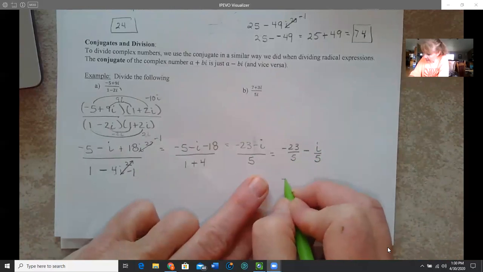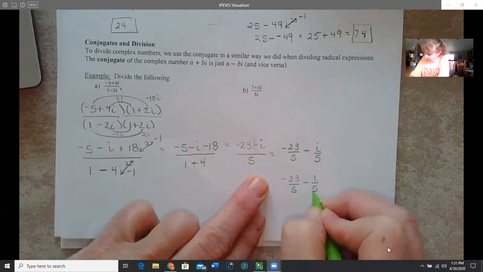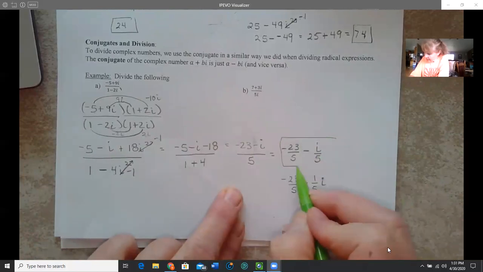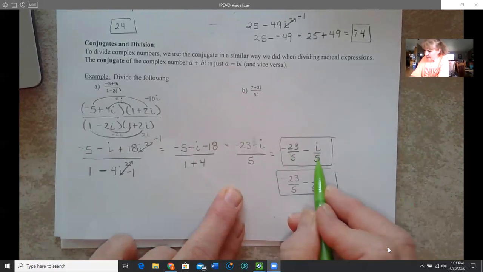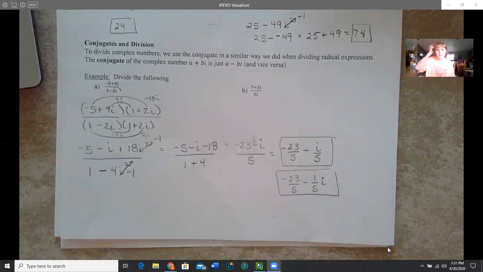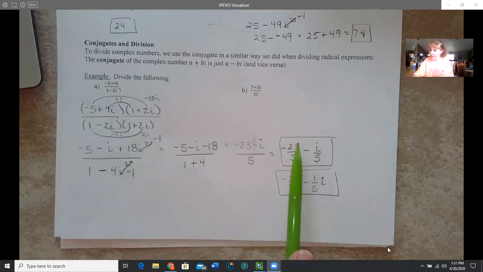And another way you could have done this is you have a negative 23/5. So either you have your real part and imaginary part, or instead of divided by 5, you can write it as times 1/5. Those mean the same thing. So again, because we were able to rewrite this, I can divide it into a real part and an imaginary part. And for some of you, when you get into your upper level math, you would be able to graph that with the imaginary part and the real part.